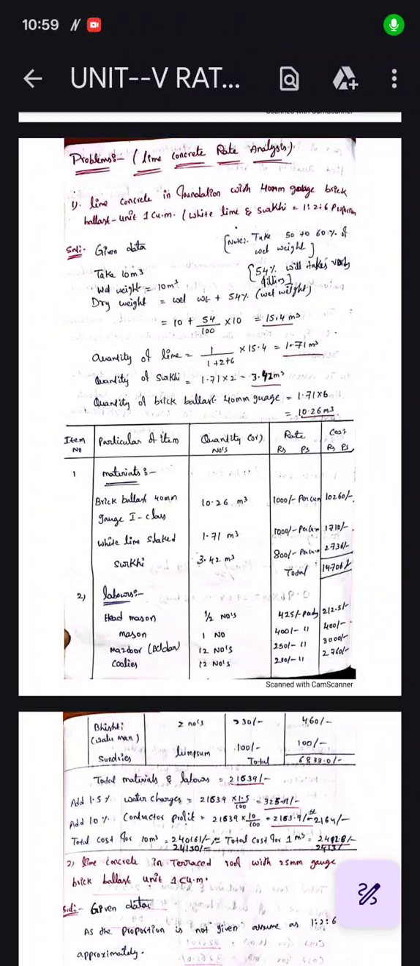And we are discussing today's topic, lime concrete rate analysis. So, lime concrete in foundation with 40 gauge brick ballast, unit 1 cubic meter, and white lime and suriki in the proportion 1 is to 2 is to 6, as given in the question. First, what is the item of the work?